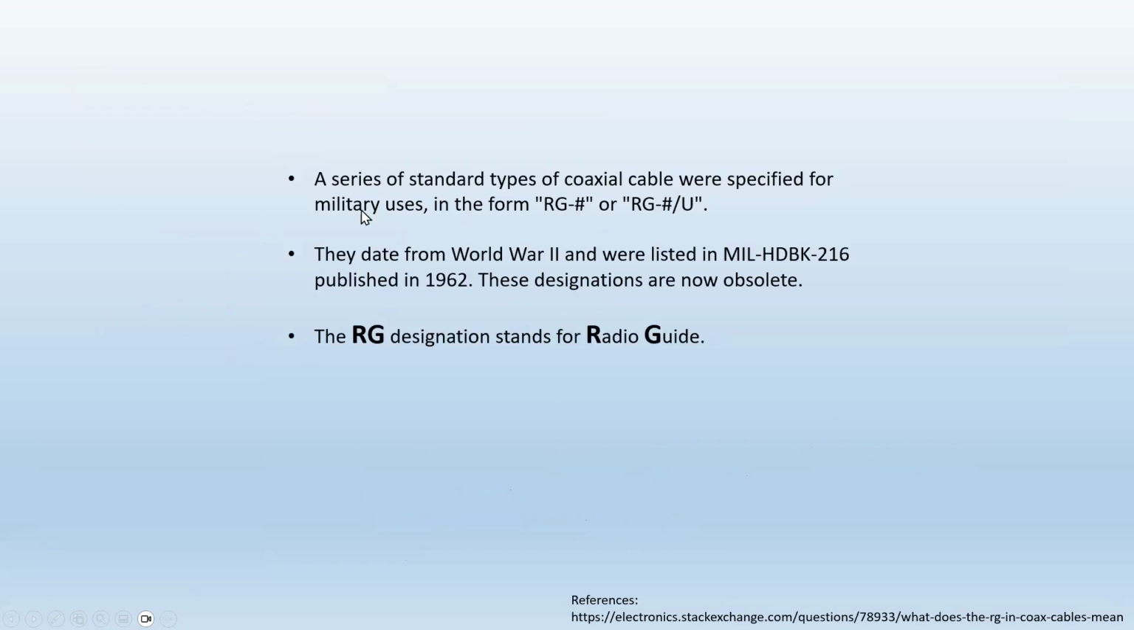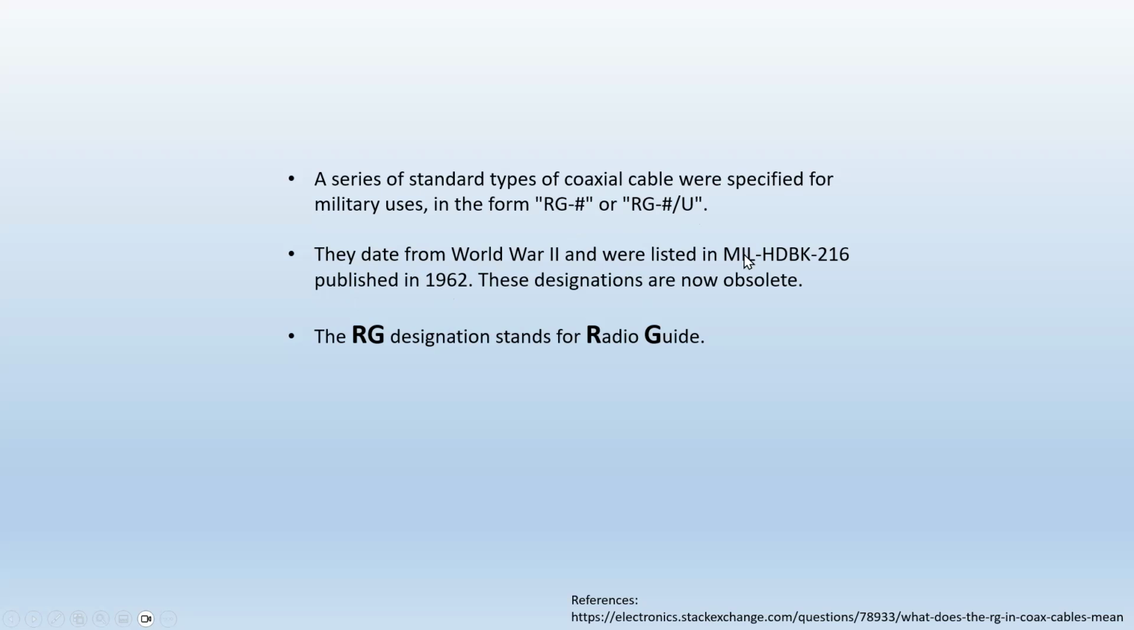Well, what does this slide say? What do they write here? A series of standard types of coaxial cable were specified for military uses in the form of RG, and then there's the designation number, and then with the slash and complemented with the letter U, which we already talked about. This indicates that the jacketing is UV rated. Now, those cables date from World War II and were listed in the publication here, published in 1962. And these are the specs.